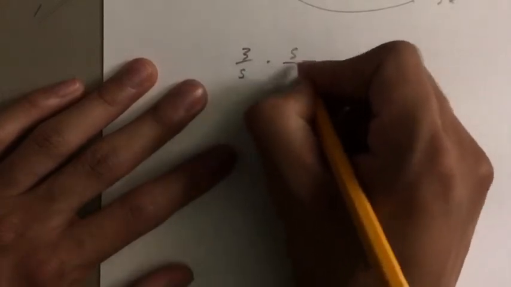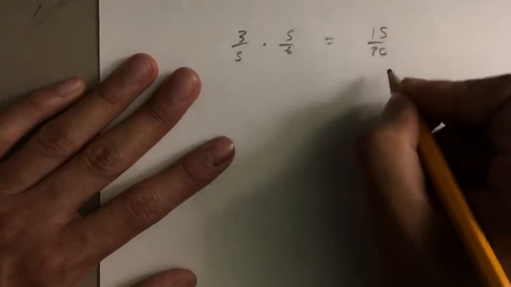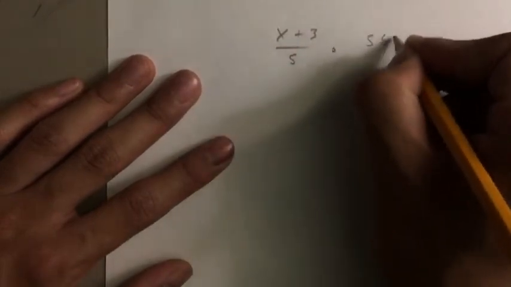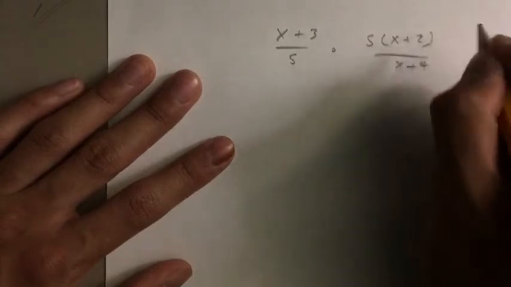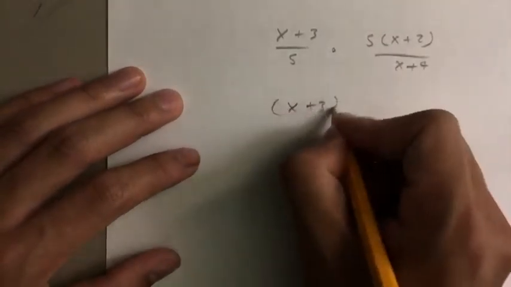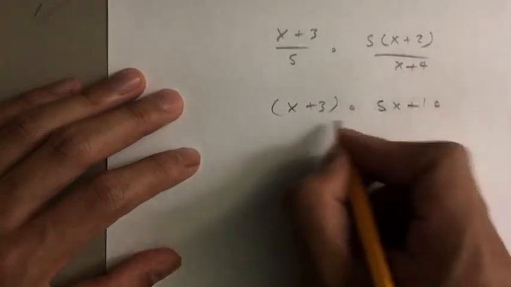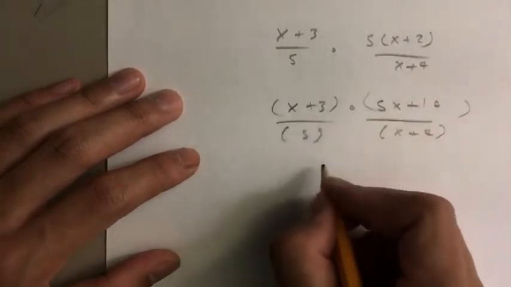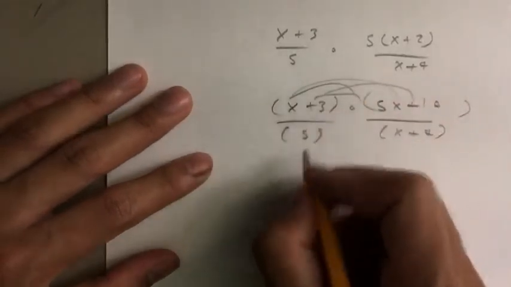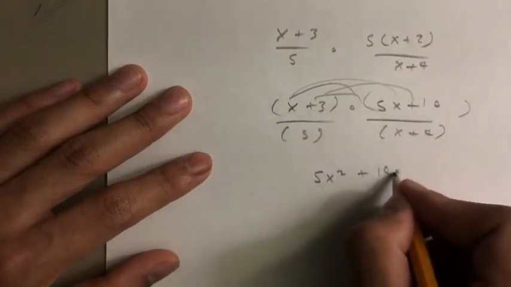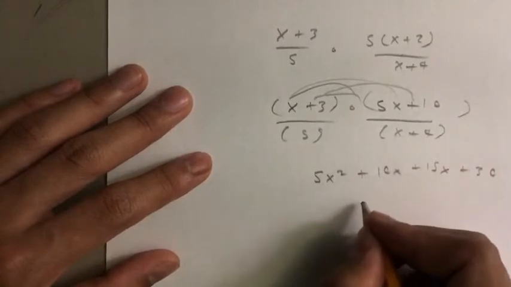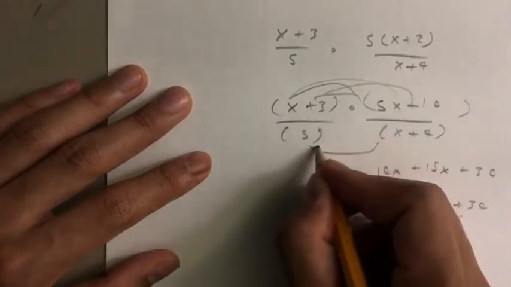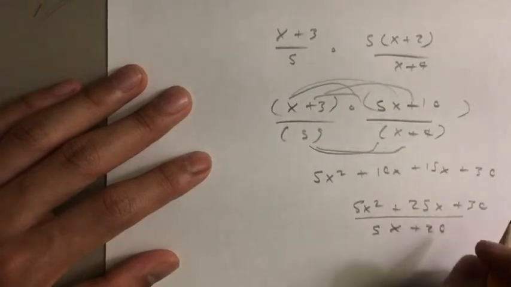So I'll just give you a little quick primer here. It's like multiplying fractions here, except you're doing it with polynomials and stuff. So let's multiply this. So first let's simplify this. So x plus 3 times 5x plus 10, 5x plus 4, and let's multiply this out. Let's FOIL this: first, outer, inner, last. 5x squared plus 10x plus 15x plus 30. So that's 5x squared plus 25x plus 30 over 5x plus 20, 5x plus 20. And there you go.